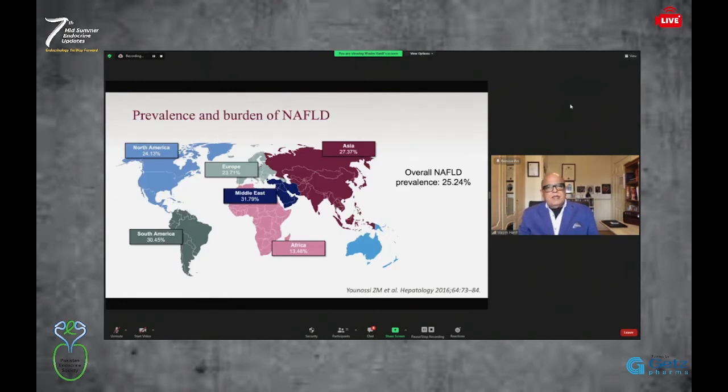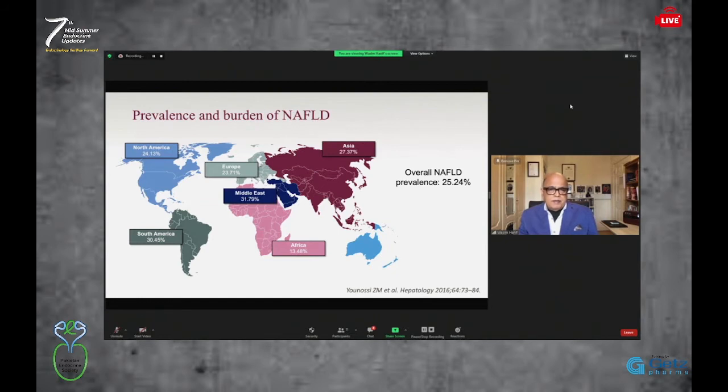Now, the overall prevalence and burden of NAFLD, and I'm talking about the whole spectrum from non-alcoholic fatty liver to cirrhosis, varies across the globe, and in the various studies, it has been shown to be affecting nearly a quarter of the population, which is quite huge.